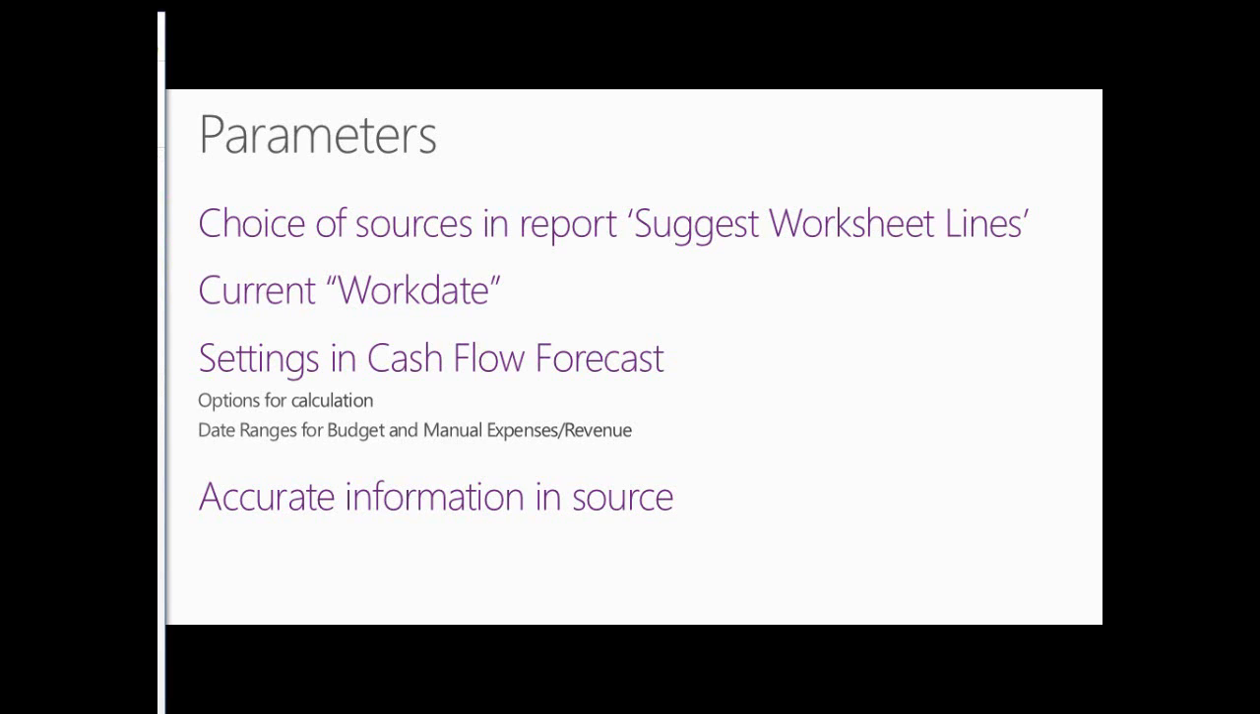All in all, the main parameters for the cash flow forecast calculations are the source types you include when you run the suggest worksheet lines batch, the current work date, the setup options on the cash flow forecast card, including the date range used for GL budgets and the date range used for manual expenses and for manual revenue. And of course the quality of information from the different sources. It doesn't help much to include the GL account for the bank in cash flow forecast calculations if you didn't post any bank transactions of the last month.